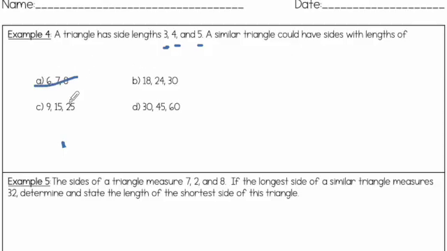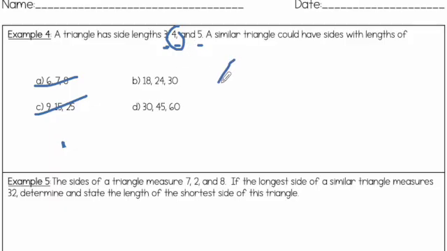That would not work. So 3 times 3 is 9. Well, then we could do 4 times 3 is 12. That's not going to work. All right, so we have 3 times what gives me 18? 3 times 6 gives me 18, right? 4 times 6 gives me 24, and 5 times 6 gives me 30. So our scale factor is 6.